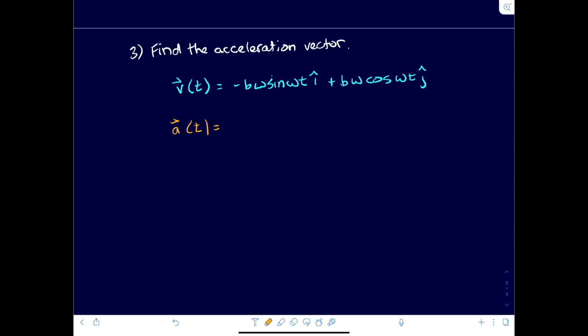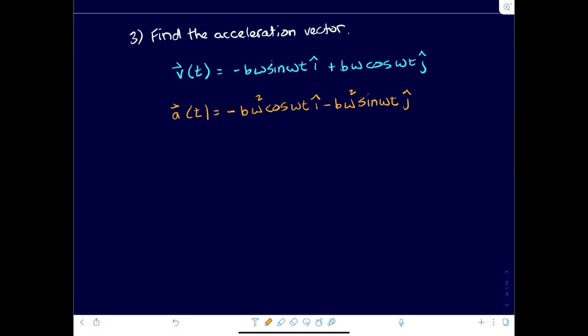And so what will we have now? This will be negative b omega squared cosine of omega t times i, and then minus b omega squared sine of omega t times j. I just differentiated with respect to t, and considering that b and omega are constant, right? So now let's see what we would get.